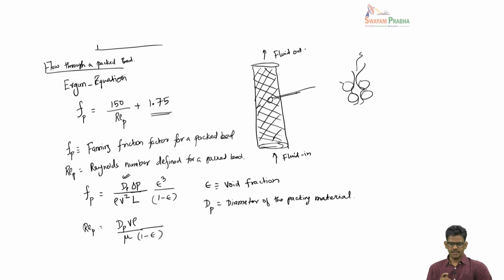This is defined with respect to, again, the characteristic of the packing material, the packed bed's porosity. Here also the same dP is used, the same length scale is used, and V here and V there, both of them are the same. This is basically called the superficial velocity.